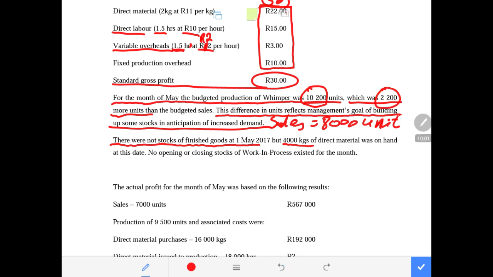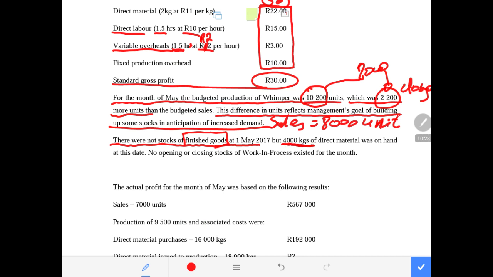In terms of what we budgeted, the difference between 10,200 units produced and the amount of sales being 8,000 will give us a closing of 2,200 units. So this 2,200 will be our closing inventory of finished goods. Take note of that. Then we did not have any opening, but we'll have the closing in terms of budget.